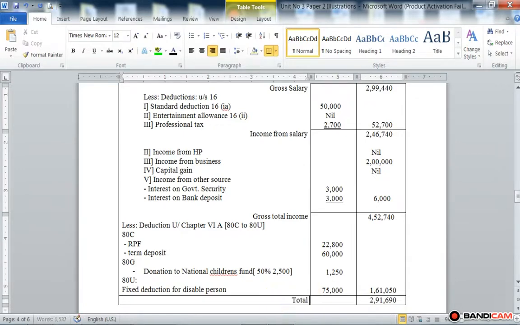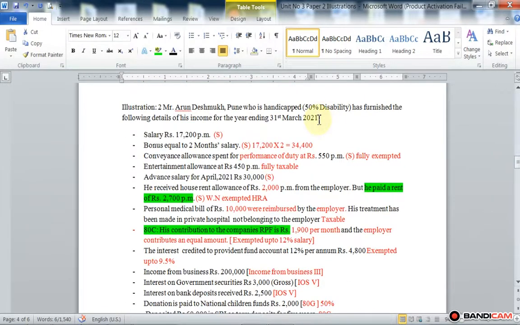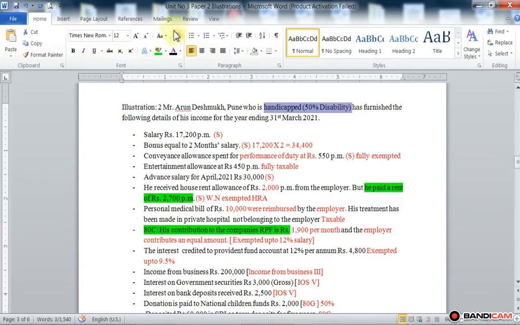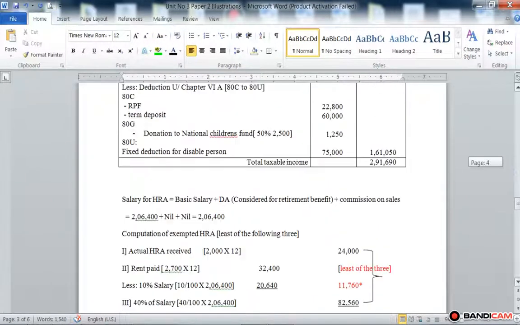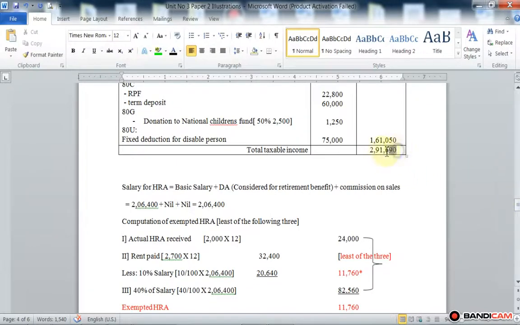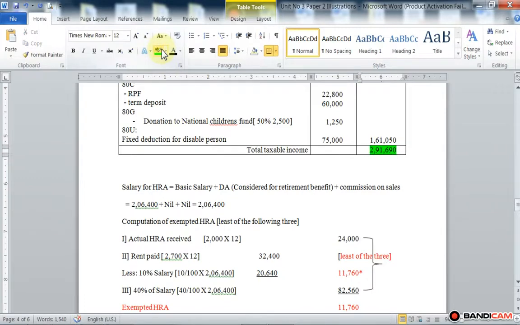So here we computed the total taxable income, very easy. Why do we get a deduction under section 80U? Because Arun Deshmukh is a handicapped person, with 50% disability. So he gets the deduction under section 80U for a handicapped or blind person. The maximum deduction is rupees 75,000, a fixed deduction. Got it? So here we computed the total taxable income of Arun Deshmukh, that is 2,91,690.